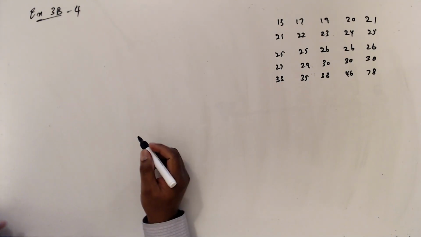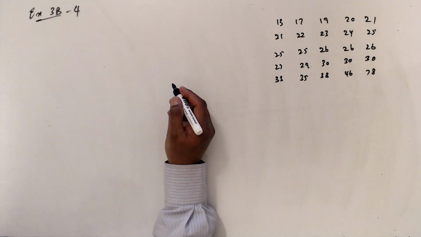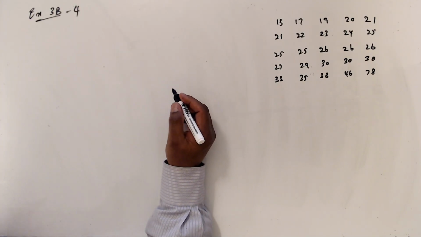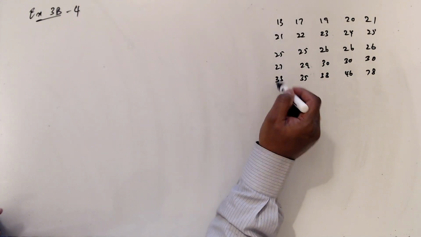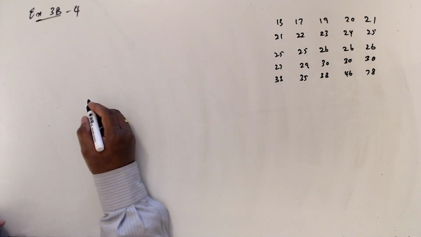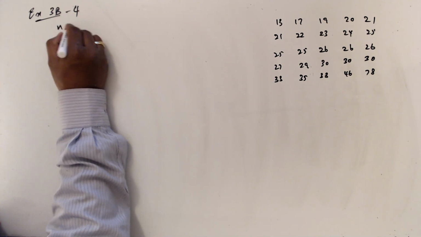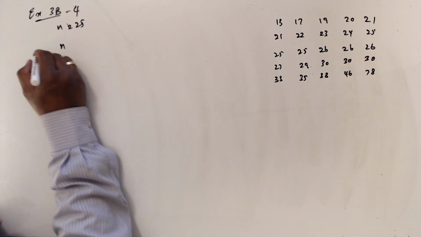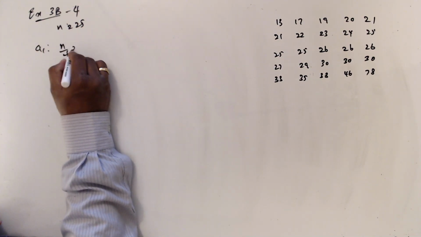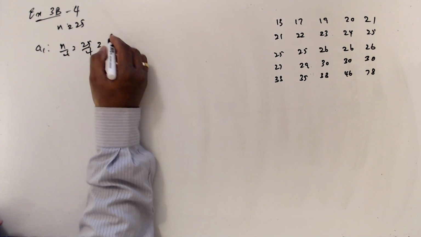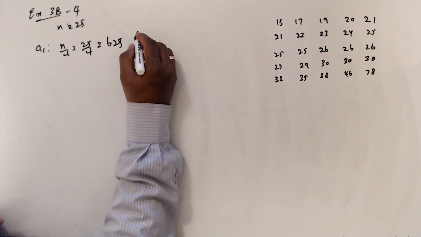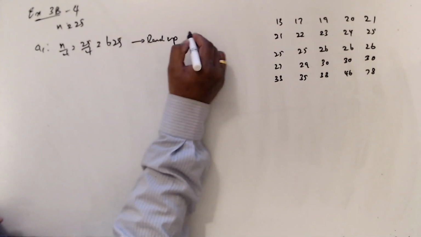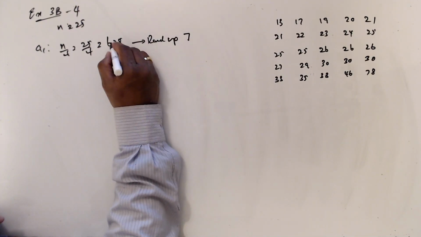Question number 4. We want to calculate the first quartile, second quartile, and third quartile. So 1, 2, 3, 4, 5, 1, 2, 3, 4, 5. There are 25 data, so n equals 25. For Q1 we want n divided by 4. 25 divided by 4 is going to be 6.25, round up. This is going to be the seventh term.